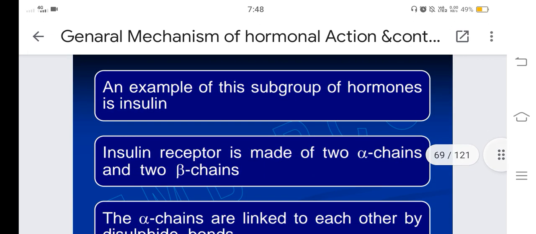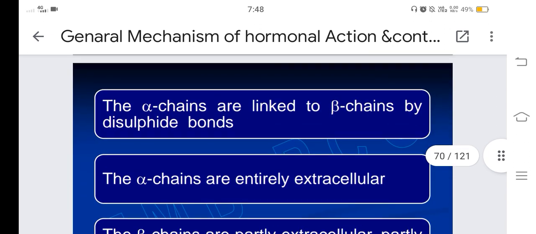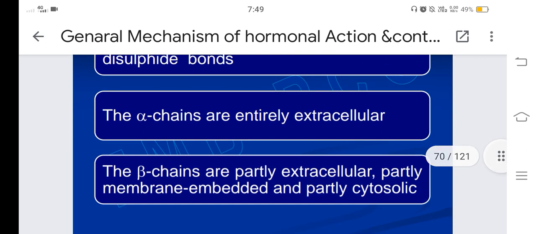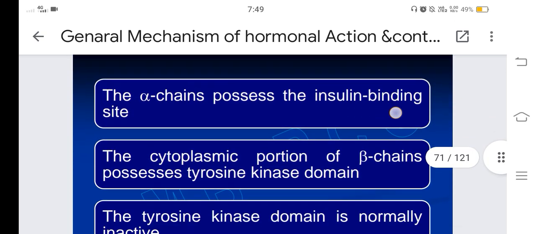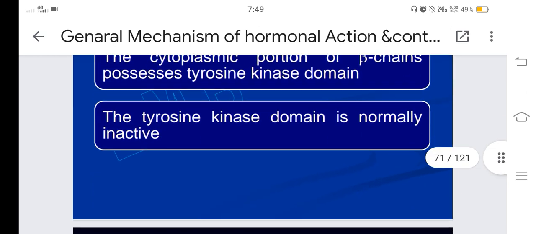An example of this subgroup of hormones is insulin. Insulin receptor is made of two alpha chains and two beta chains. The alpha chains are linked to each other by disulfide bonds. The alpha chains are linked to beta chains by disulfide bonds. The alpha chains are entirely extracellular. The beta chains are partially extracellular, partly membrane embedded, and partly cytosolic. The alpha chains possess the insulin binding site. The cytoplasmic portion of beta chains possesses the tyrosine kinase domain. The tyrosine kinase domain is normally inactive.